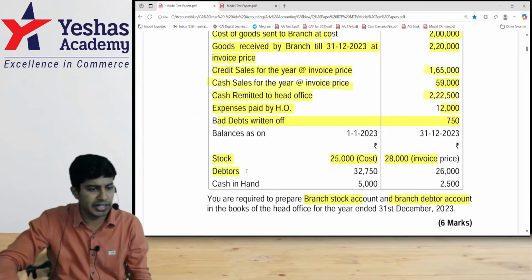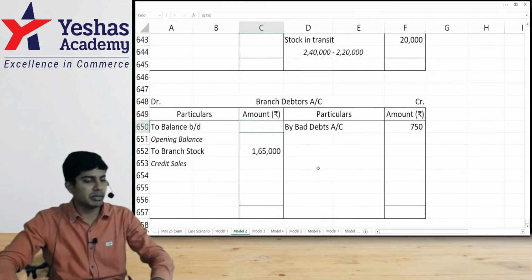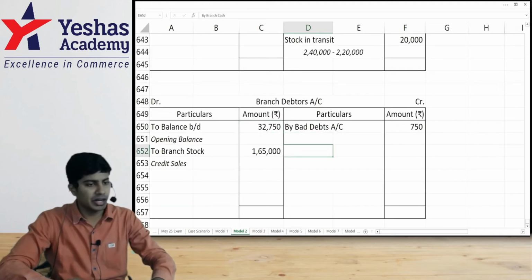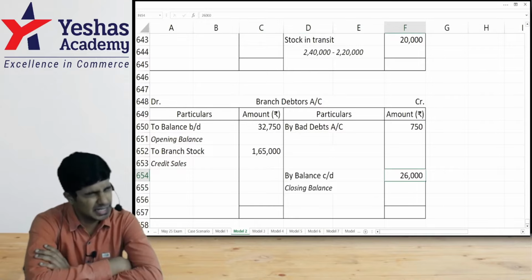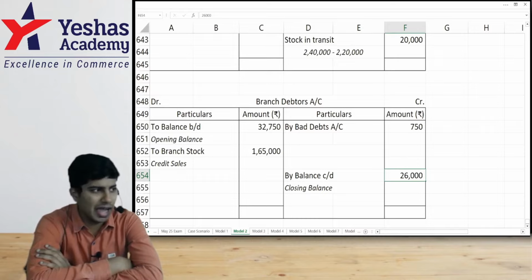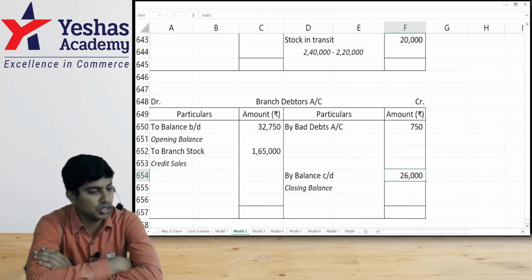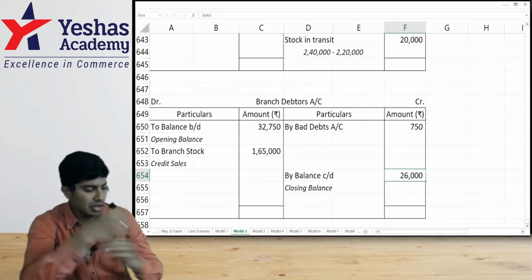Then they've given debtors. How much is debtors opening balance? 32,750 opening, 26,000 closing. I would write here closing 26,000. Is there something missing in debtors? Yeah. What? Cash collected. Why? 32,750 is what I have to receive from my debtors. I've given them 1,65,000 rupees worth of goods. So they should give me 1,97,250. No, they gave 750. They should still give me 1,97,000. How is it 26? There's a missing figure there. Some amount of cash is collected from them. You got it?